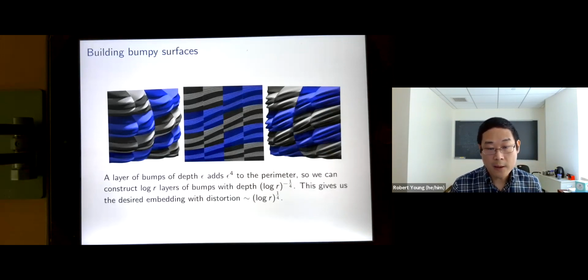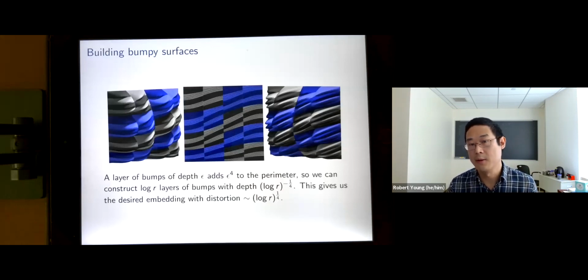If you do this carefully, you can add a layer of bumps of depth epsilon, which adds epsilon to the fourth of the perimeter. And so you can construct about log r layers of bumps, which let you separate all the scales involved in the unit ball. And each layer has depth on the order of log r to the minus 1/4. And if you put together the embedding, you end up with an embedding with distortion on the order of 4th root log r. That's essentially the construction. If you construct a sufficiently bumpy surface, you can turn it into a nice embedding of the Heisenberg group into L1.